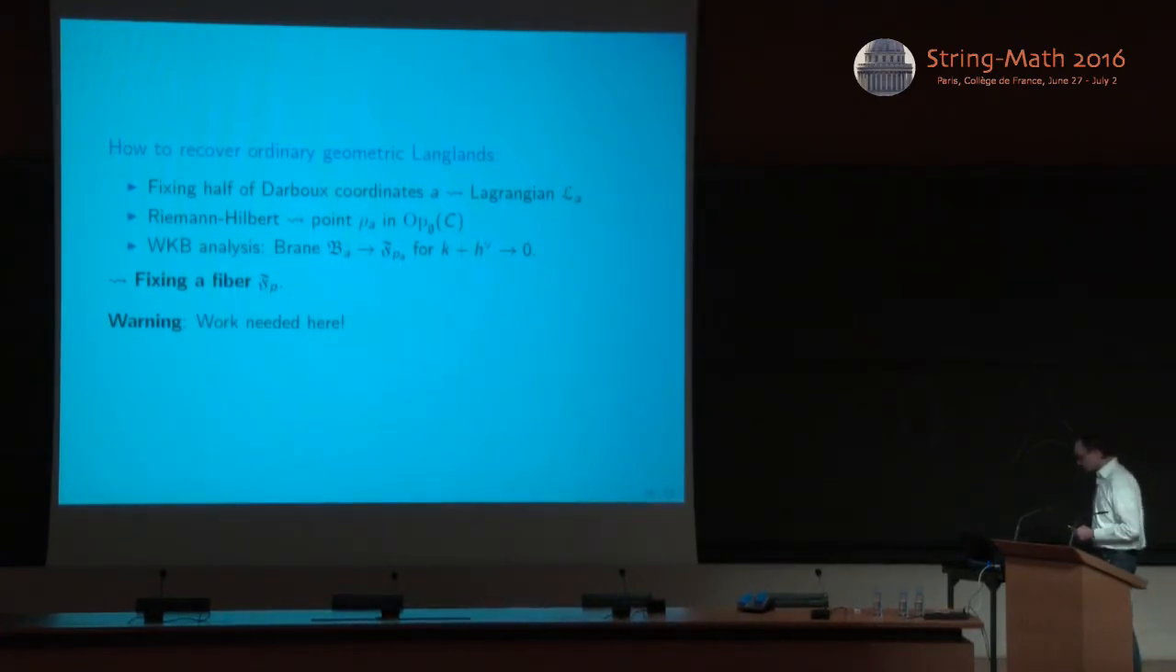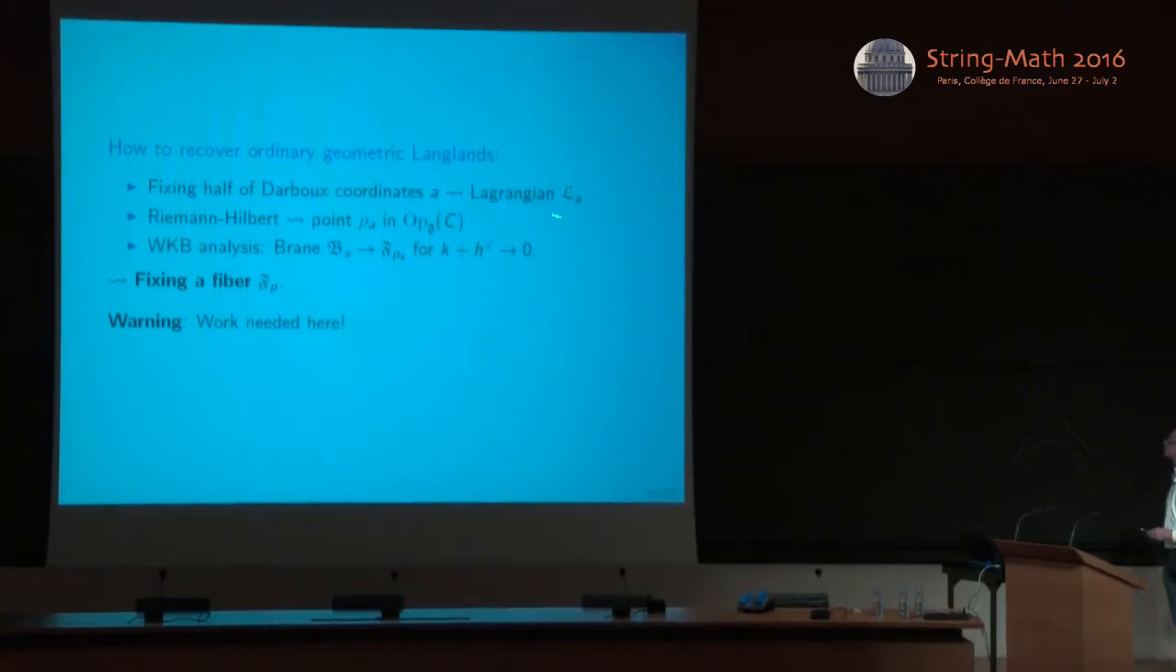The original story of Beilinson and Drinfeld and Kapustin and Witten was about the case where this parameter epsilon 2 over epsilon 1 vanishes, corresponding to the critical level, whereas the story I just told would be associated to the case where it does not vanish. So let's indicate how we may be able to obtain the critical level ordinary geometric Langlands case from the quantum case. So, okay, I told that fixing half of the Darboux coordinates allows us to define corresponding Lagrangians.